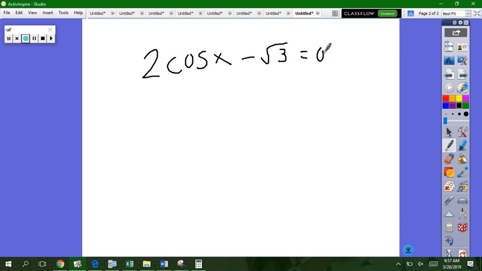Anybody know what to do? You don't know what to do. We add root 3 and divide by.